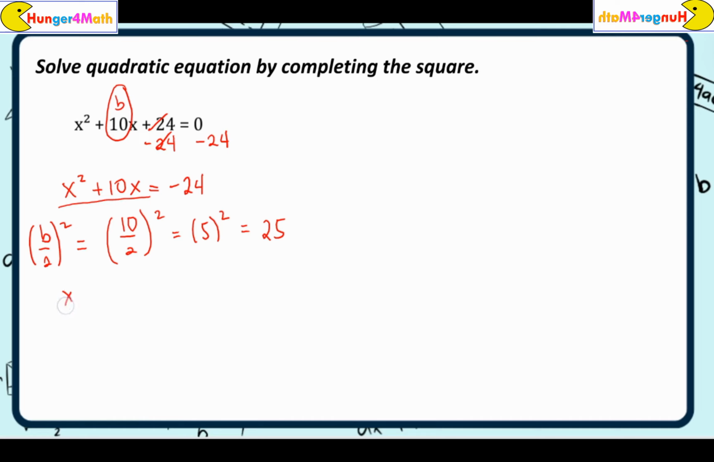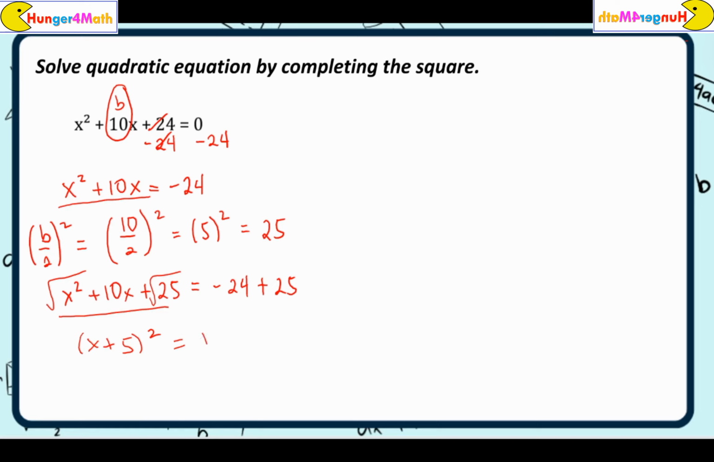It will be x squared plus 10x plus 25 is equal to negative 24 plus 25. And then this is now a complete square. Let's factor that. That will be x plus 5 squared, wherein the square root of x squared is x, and the square root of 25 is 5, equal negative 24 plus 25 is 1.